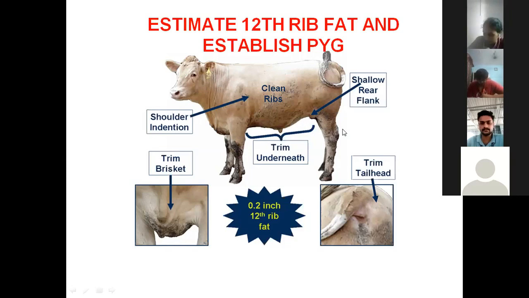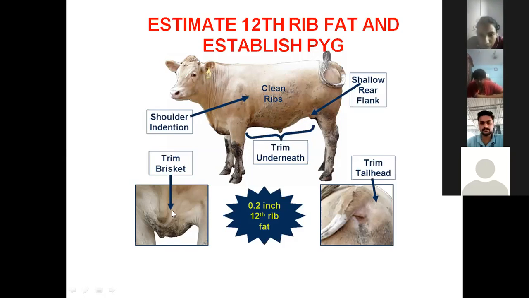Another basic way to identify is on the tail region, the trim tail edge. This area will be somewhat shallow. If there is too much fat, you will see a complete tail edge here. You can just see my pointer, it will be somewhat shallow.